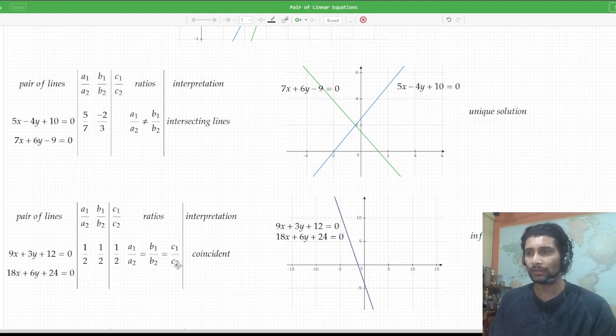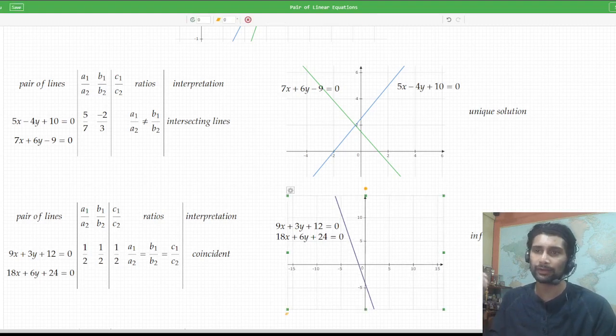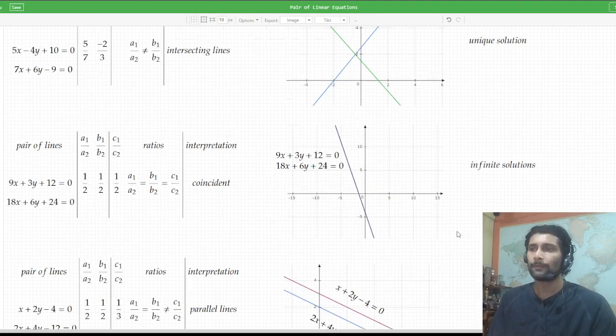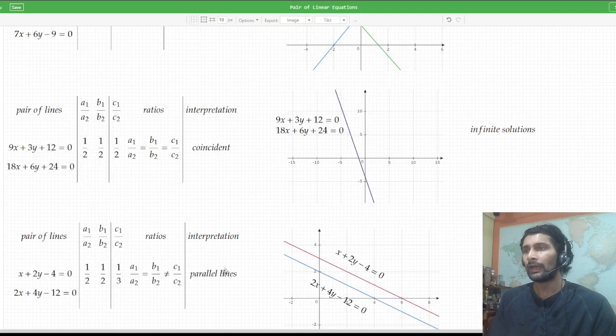Similarly, if we take another pair of linear equations, if our ratios of a1 over a2, b1 over b2 and c1 over c2 are equal, then this line is actually the same line and we call it the coincident line. And there are infinite possibilities because it's just the same line. So you can take as many x and y values as you want and you can plot it on a coordinate axis.